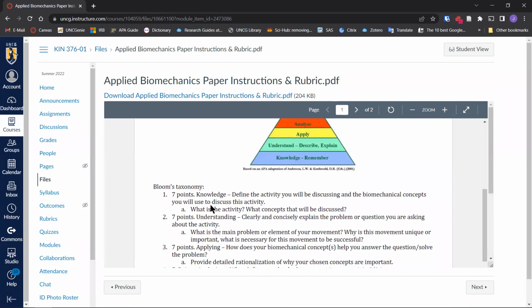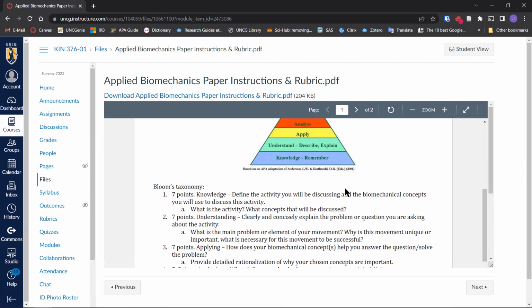First 7 points: define the activity you'll be discussing and the biomechanical concepts. So what is the activity you're talking about? What is the motion you're talking about? What concepts are you using to discuss this movement?